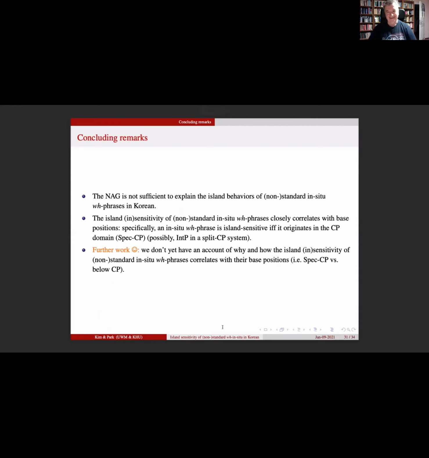Specifically, we have proposed that an in-situ double-edged phrase is island sensitive if and only if it originates in the CP domain, SpecCP. However, we do not yet have an account of why and how the island sensitivity of standard and non-standard in-situ double-edged phrases correlates with their base positions.